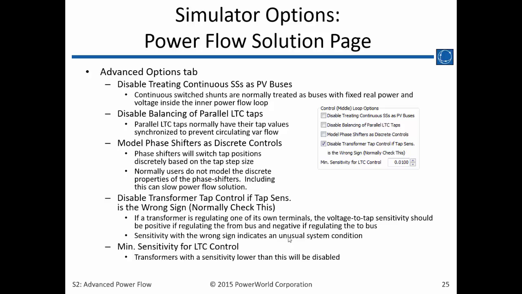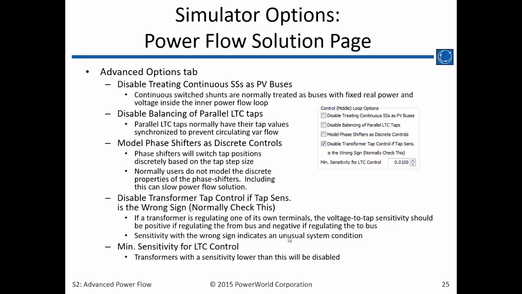You can also model phase shifters as discrete controls. By default, they are typically treated as continuous control devices during the course of the load flow for simplicity. But in reality, phase shifters actually switch tap positions discretely based on their tap step size, which is an angle step size. We don't normally model them that way because it can slow down the power flow solution, but you have the ability to choose to do that if you wish.